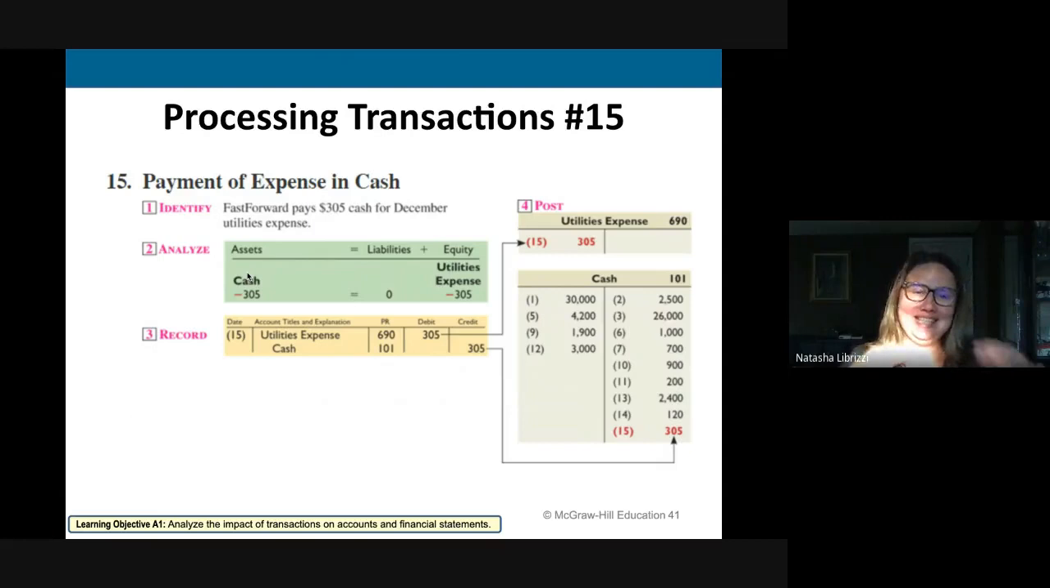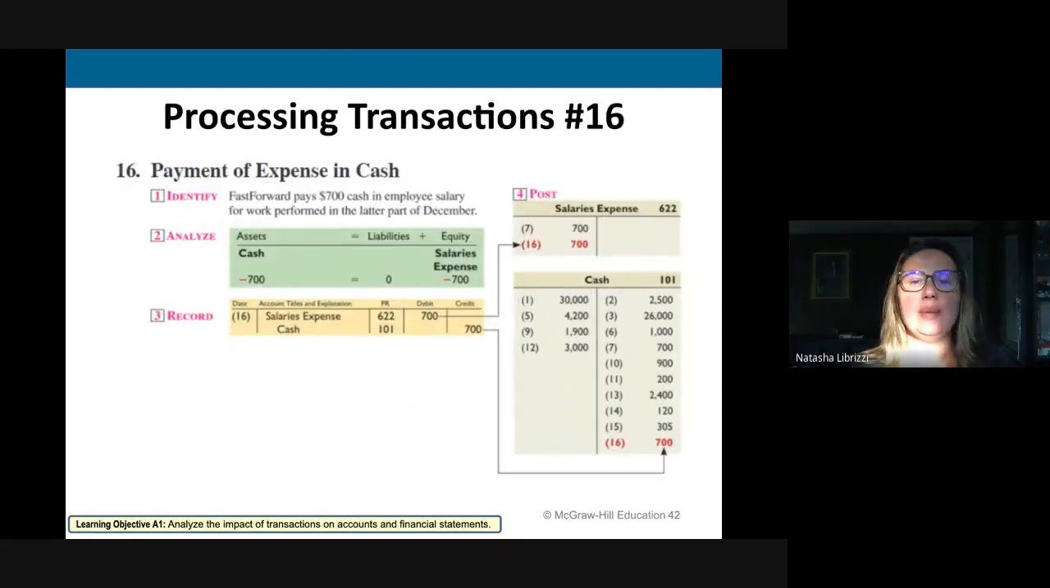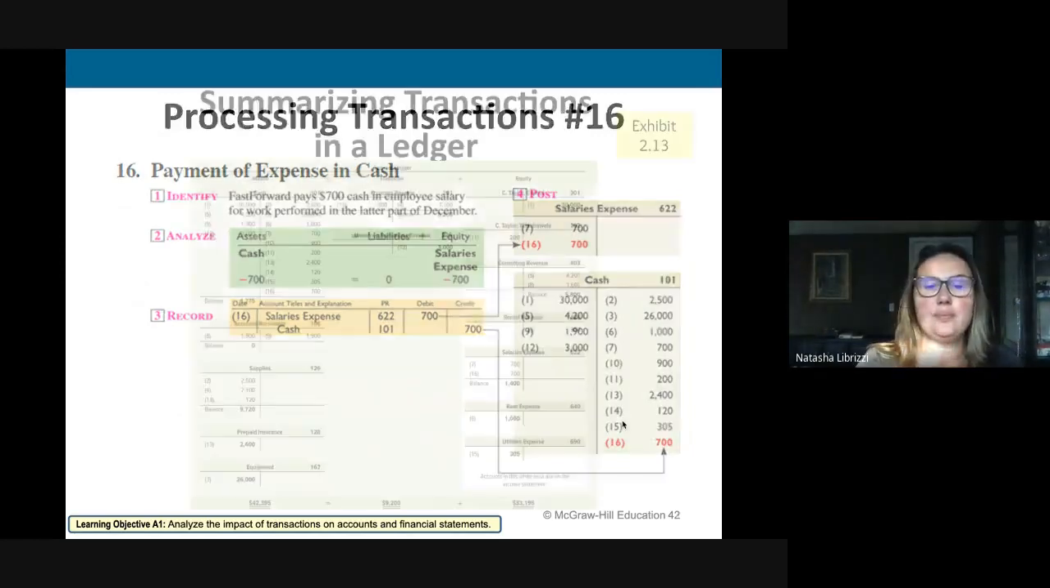So you can see some of those entries are repeating themselves, different in nature. The concept is the same in terms of how we treat expenses, revenue, and so on. So you'll see the pattern. The same thing with salaries expense. When we pay salaries expense, we're going to debit expense, credit cash, and post it in the corresponding accounts.